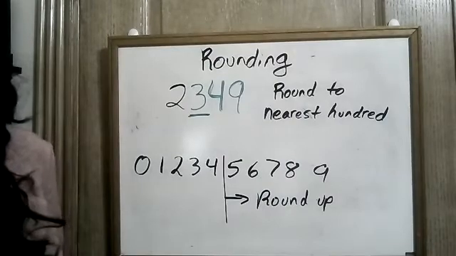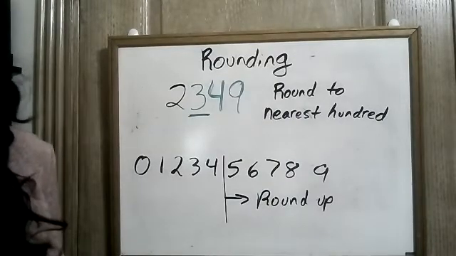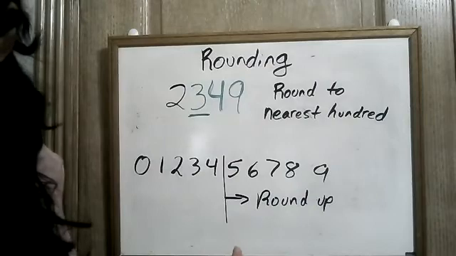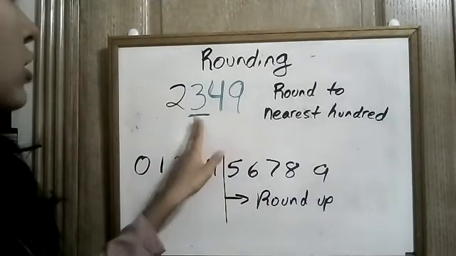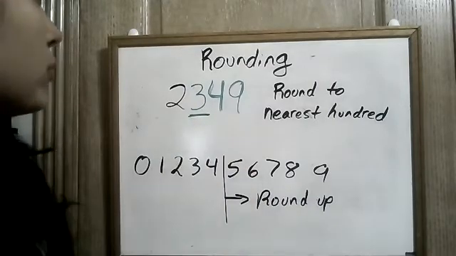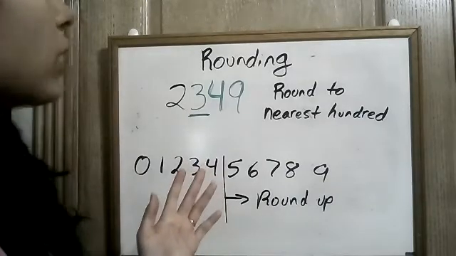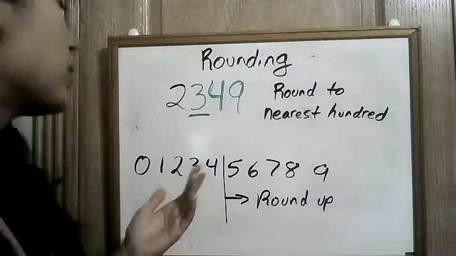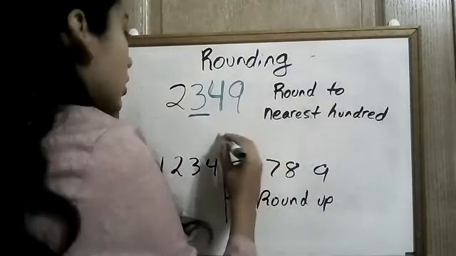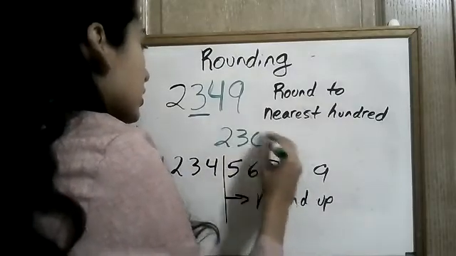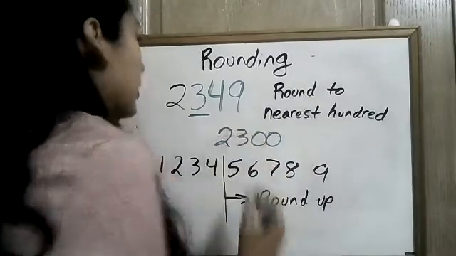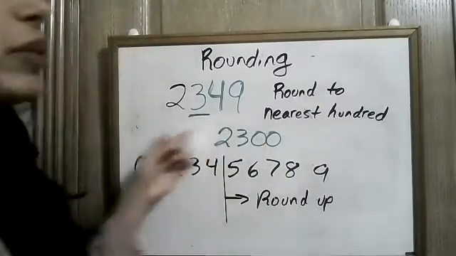So if the number is less than 5, we don't change anything. We don't change the number here. So we can just go ahead and say we don't round up. In this case, we can round down. We can say this. But the number, it doesn't let it be bigger.